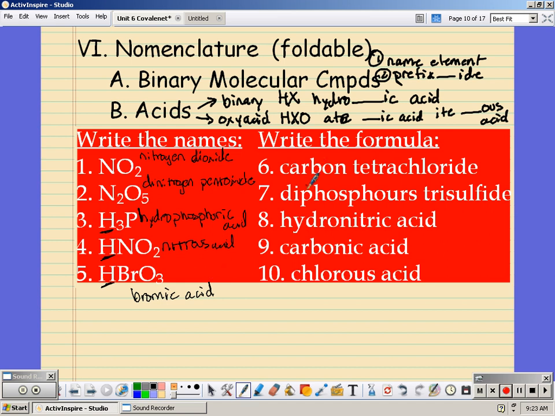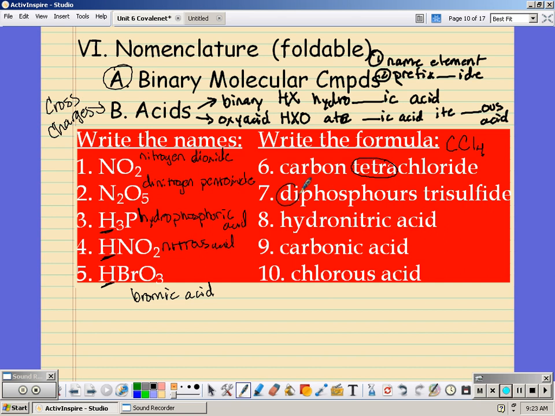Alright, when you go to write the formulas, you don't cross charges for binary, but for acids, you cross charges. So the only time you don't cross charges is if you see a prefix. In number 6, we have a prefix on the second element. So I know not to write the prefix and just to write down what it tells me. The first one is carbon, and then I have tetrachloride, so I have 4 chlorines. So it's CCl4. The prefix becomes the subscript for that element.